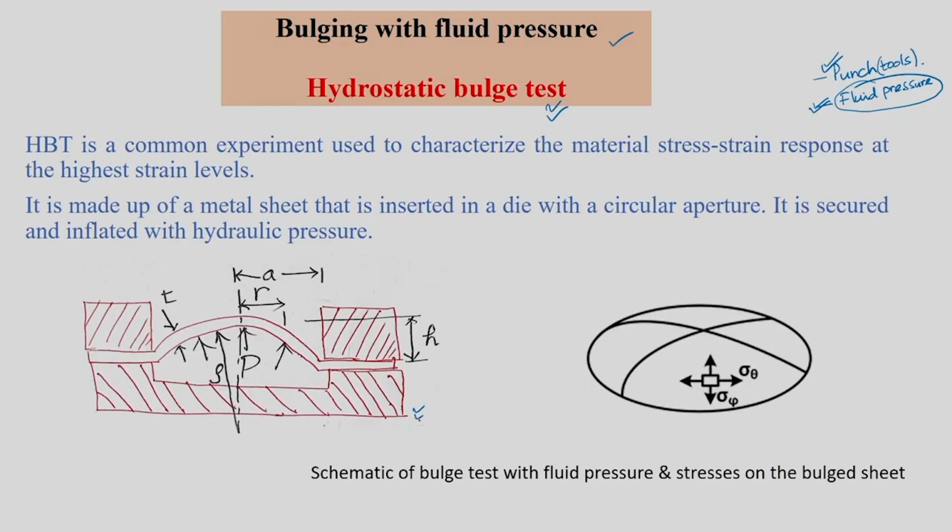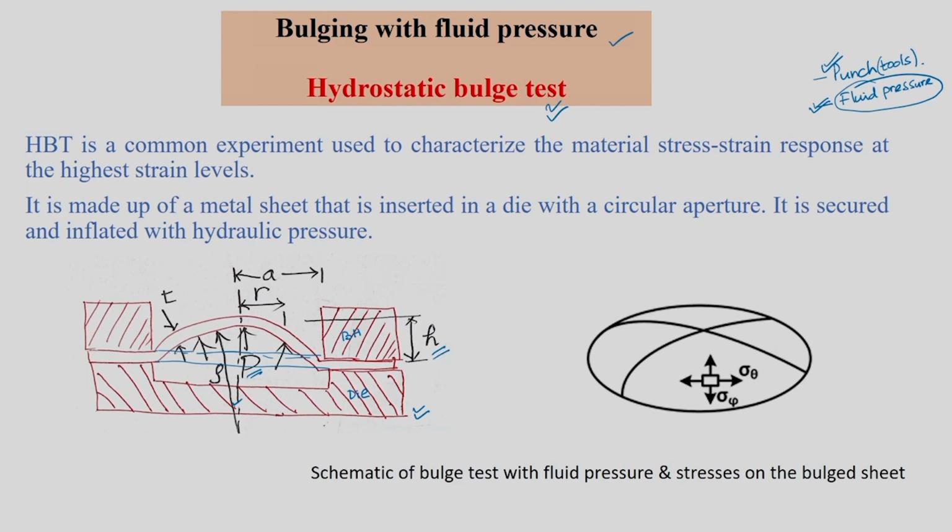The schematic is described here. You can see that at the bottom there is a die, and there is a retainer or a blank holder here, and initially the sheet is flat. Then in between you give a fluid pressure, let us say P, that is the pressure with which your sheet is going to deform. Let us say rho is the radius of curvature, and at one particular stage your deformation height, your forming height, is h.